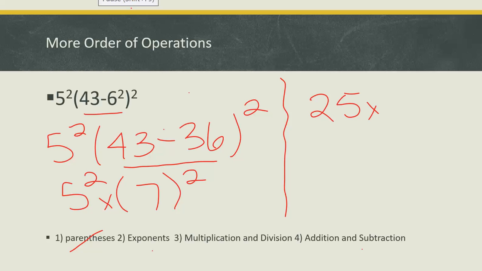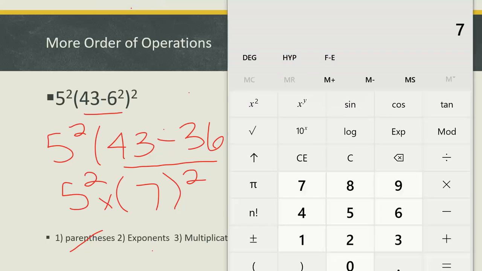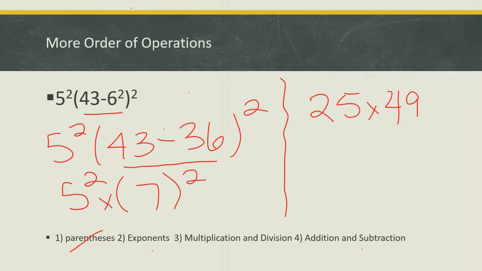So I just did 5 squared is 25. Now let's find 7 squared. 7 squared is 49. I put that in place of 7 squared. So that leaves me with 25 times 49. My exponents are done. I'm now to multiplication.